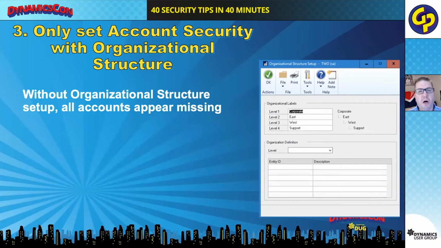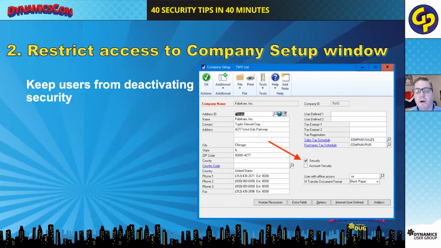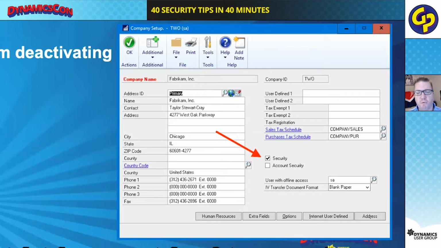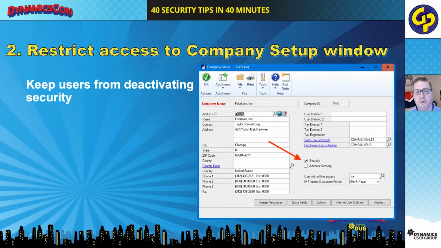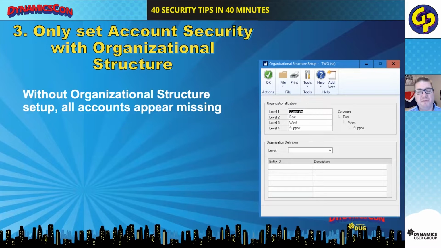Number three, only set security with organizational structures. So we're going to hop back one here. Next to the red arrow marked security, right below that, there's an item called account security. And some people think, well, if security is good, I should turn that on. I should also turn on account security. But here in tip number three, if you turn on account security and you've not gone and set up organizational structures, account security restricts access to the chart of accounts. So when you flip that account security switch, if this has not been set up, all of your users will appear to be gone. It will look as though they've all been removed.